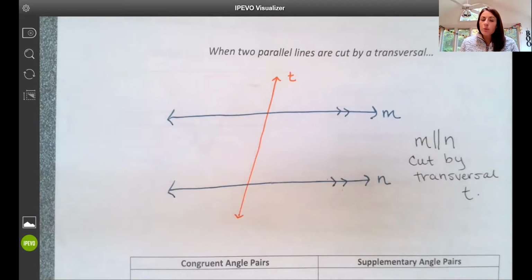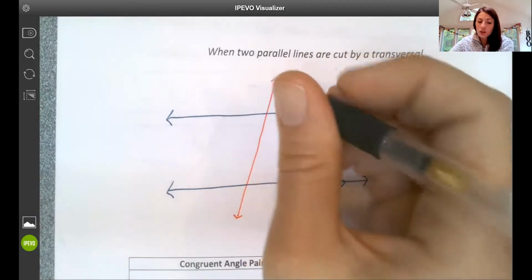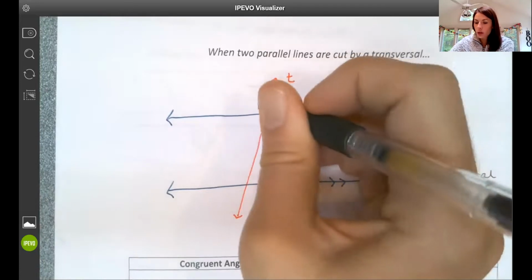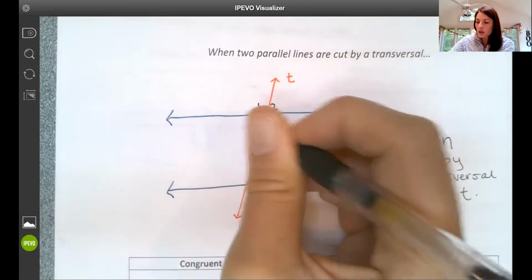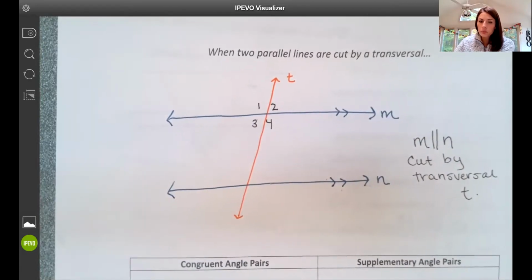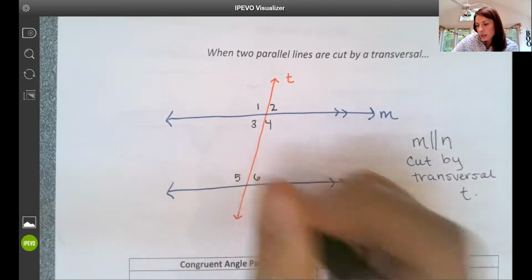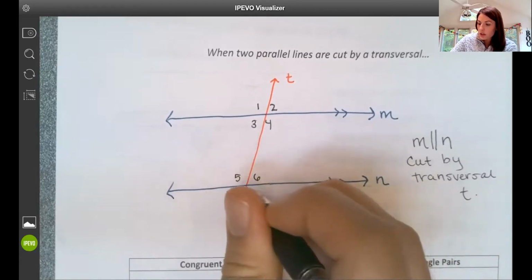So now I'm going to label my angles so things can be a little clearer for us. So make sure you label yours the same way. I'm going to go 1, 2, and then underneath it 3, 4. So there's my first kind of cluster of angles. Then we have 5, 6. And we have 7, 8.